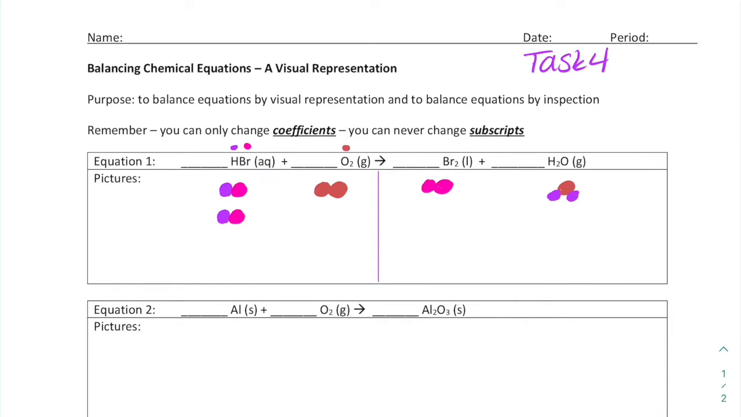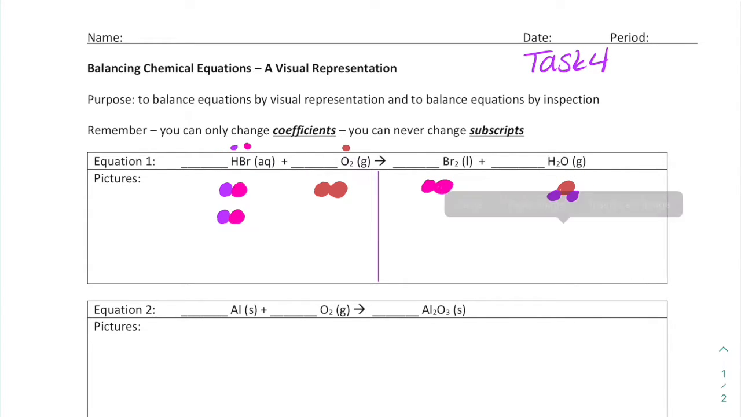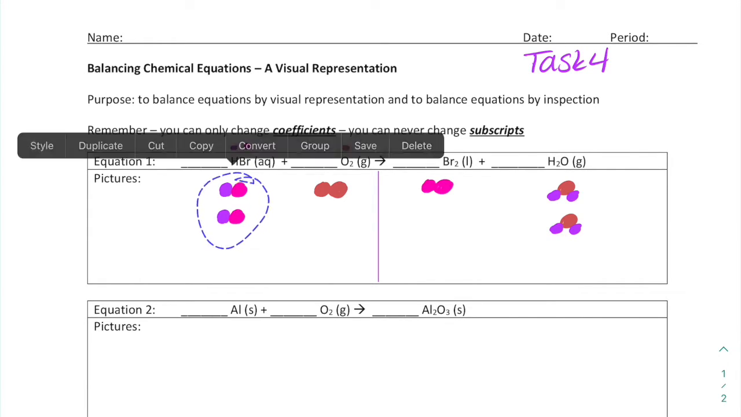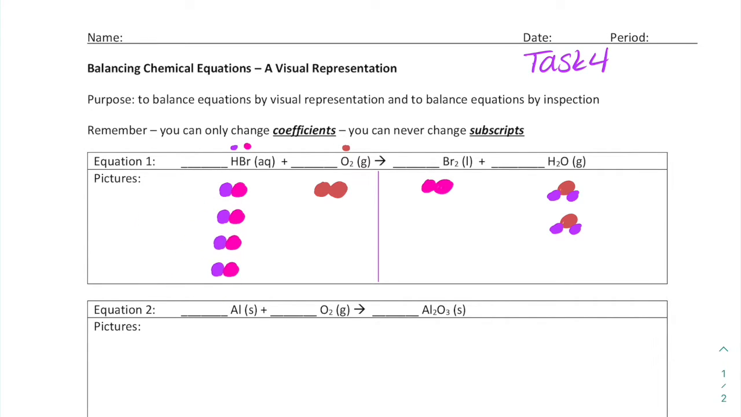So I can't just draw another oxygen because I don't have oxygen by itself on the product side. I have to draw a whole other molecule that involves oxygen. So I need a whole other water molecule. And if you'll notice, that's going to throw off my hydrogens that I just fixed. Okay, that's okay. So I need 2 more hydrogen. So I'm going to need 2 more of these guys. So just copy and paste. Okay, so now you've got 4 of those.